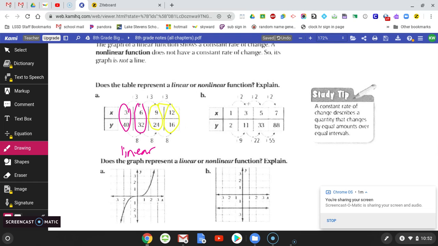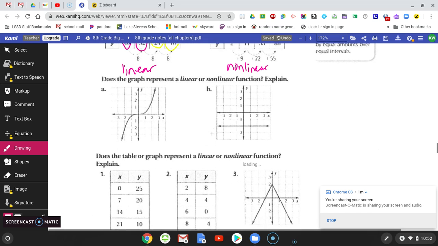However, when I look at this next one, it's plus 2, plus 2, plus 2, so there's a constant rate there. But my y's, I go plus 9, then plus 22, then plus 55. So this one would be non-linear because it does not have a constant rate of change. It's going up faster and faster and faster, so it's going to be a curved line.